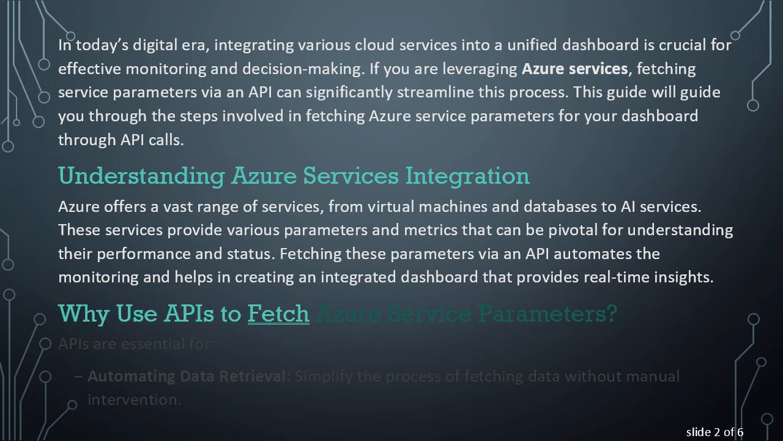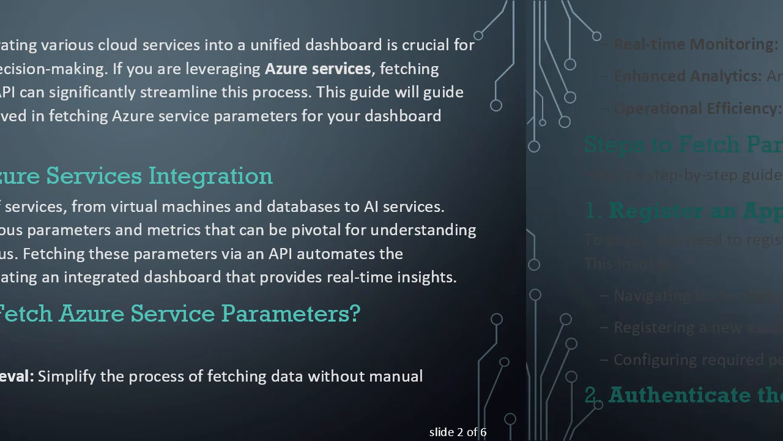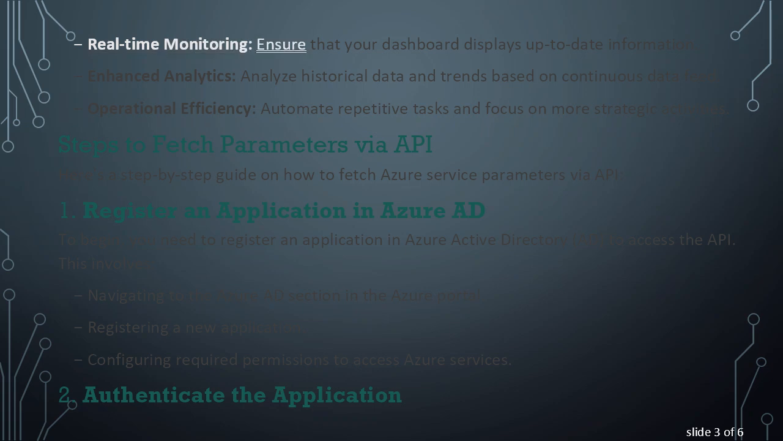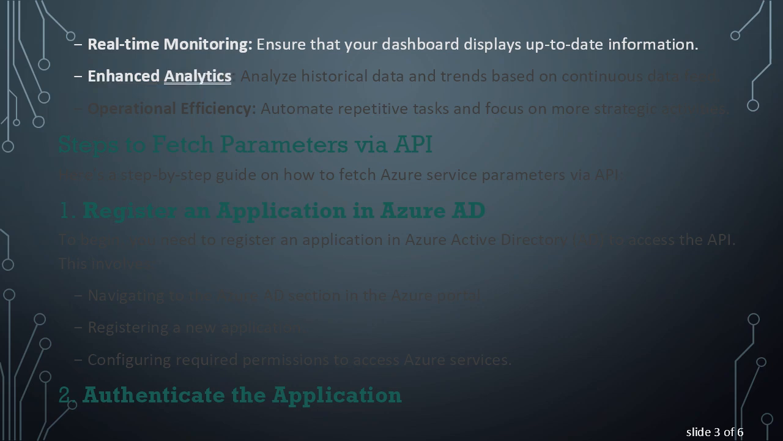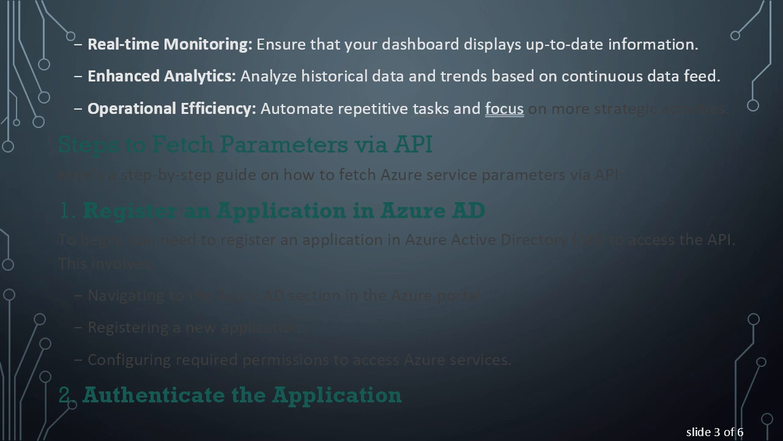Why use APIs to fetch Azure service parameters? APIs are essential for automating data retrieval, simplifying the process of fetching data without manual intervention. Real-time monitoring ensures that your dashboard displays up-to-date information. Enhanced analytics: analyze historical data and trends based on continuous data feed. Operational efficiency: automate repetitive tasks and focus on more strategic activities.